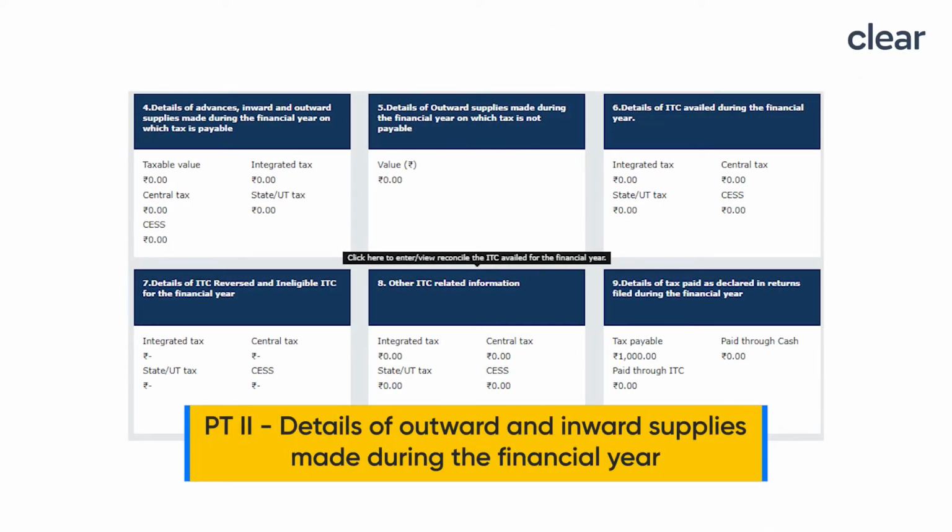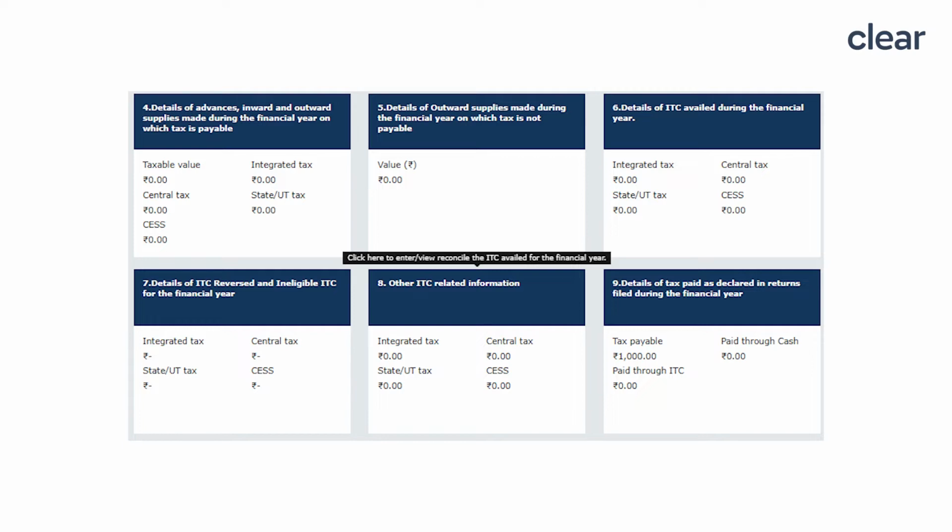Part 2. The details of outward and inward supplies made during the financial year. This part comprises 2 tables. Table 4, details of advances, inward and outward supplies made during the financial year on which tax is payable. Table 5, details of outward supplies made during the financial year on which tax is not payable.